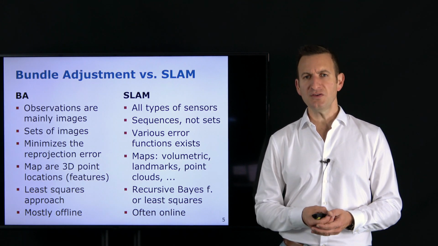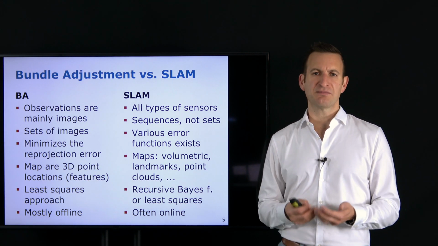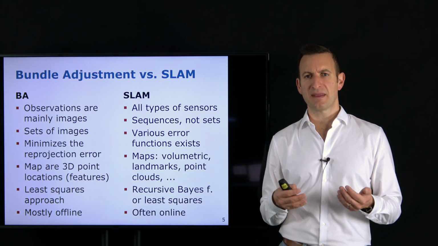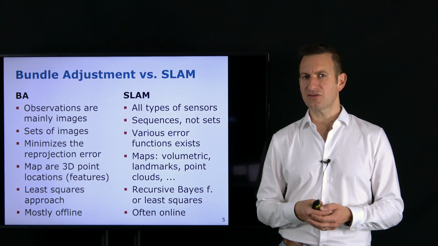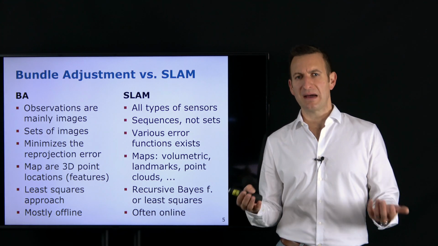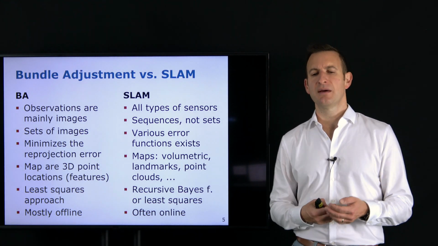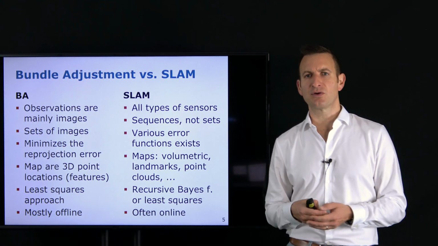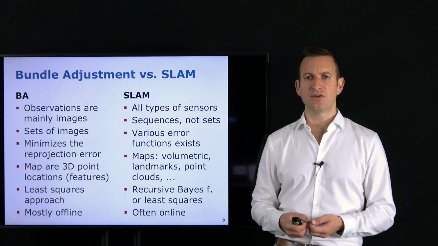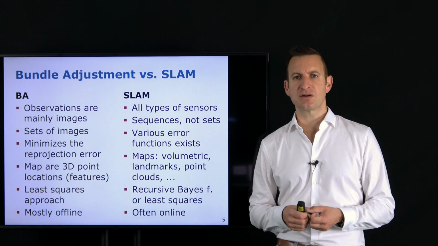In terms of the solutions that are out there, bundle adjustment typically refers to a standard least squares error minimization approach. In SLAM, that is not necessarily the case. There are definitely also least squares solvers around, and these are by now also the most popular approaches, but there are also other techniques, for example, recursive-based filters, such as a Kalman filter or a particle filter, that can be used for solving the simultaneous localization and mapping problem.